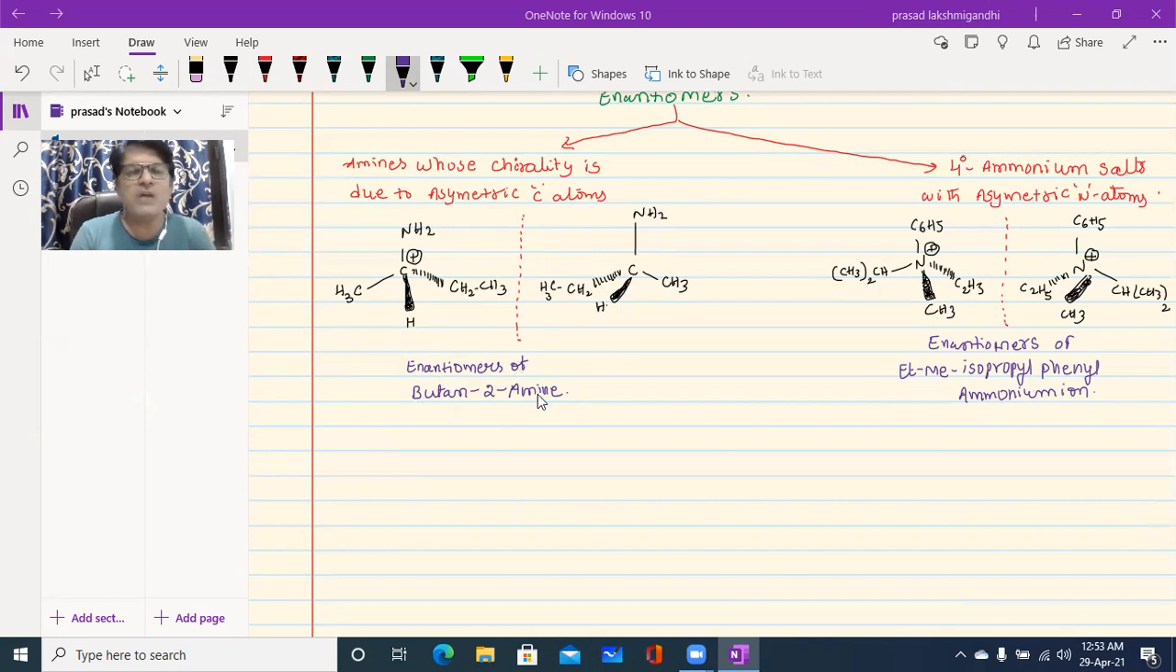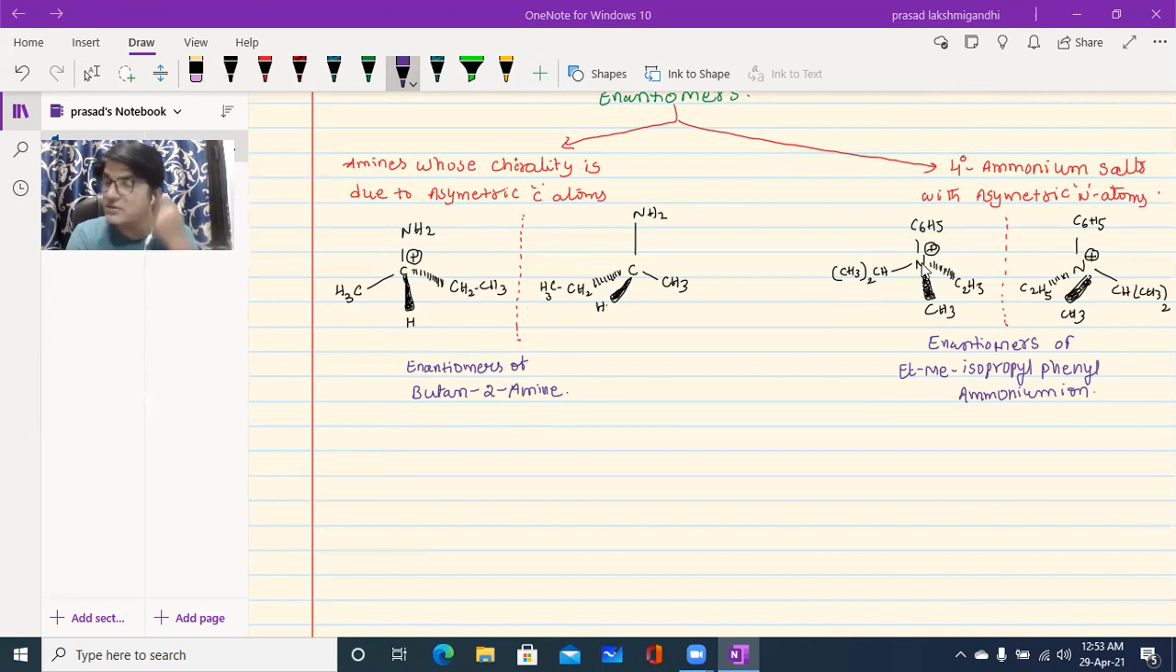Enantiomer, so what is it? Butan-2-amine. Check whether it is butan-2-amine or not. See, 1, 2, 3, 4: four carbons are there, and the second carbon is attached to NH2. So this example is butan-2-amine. Now let us check the quaternary ammonium salts.